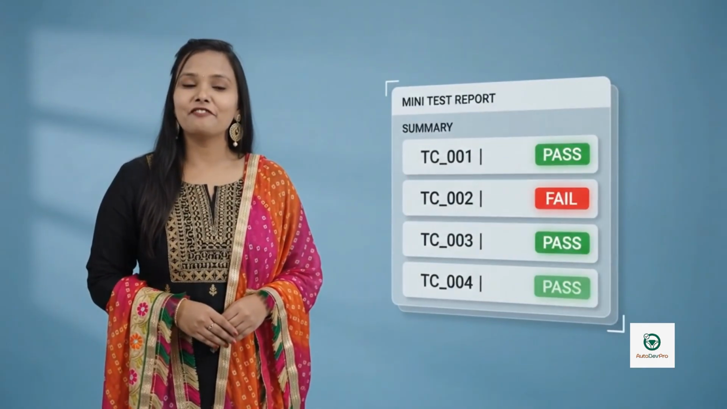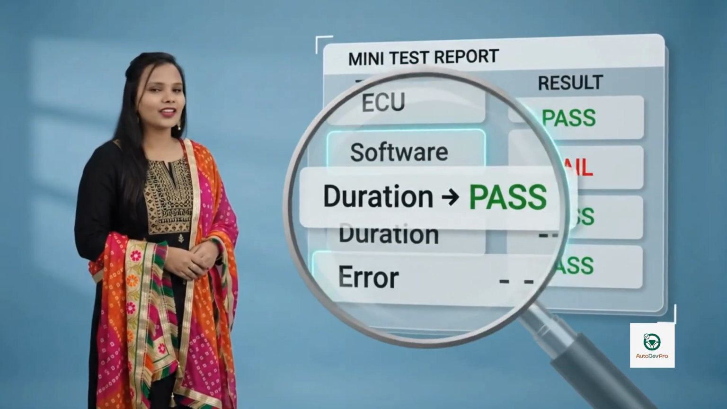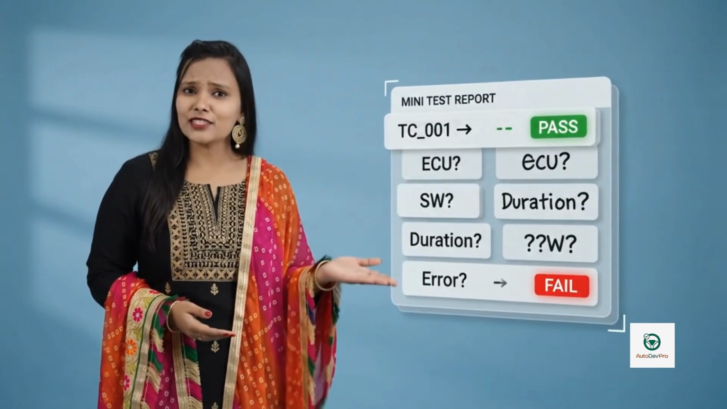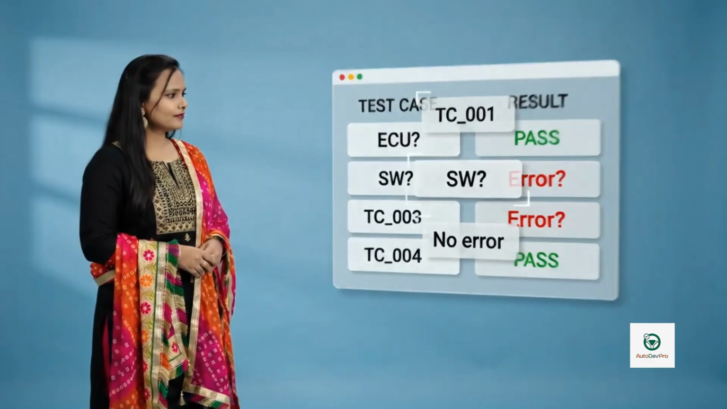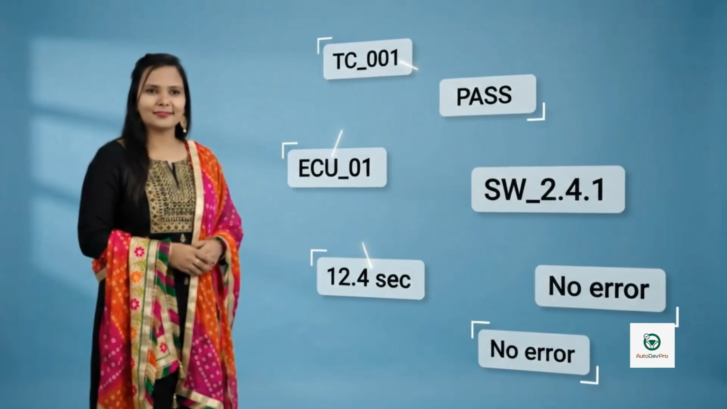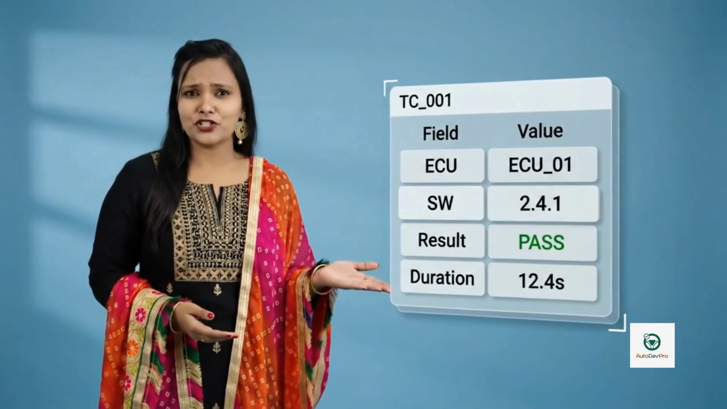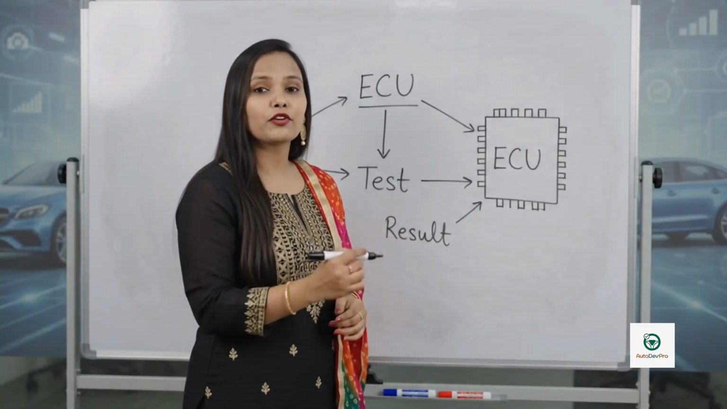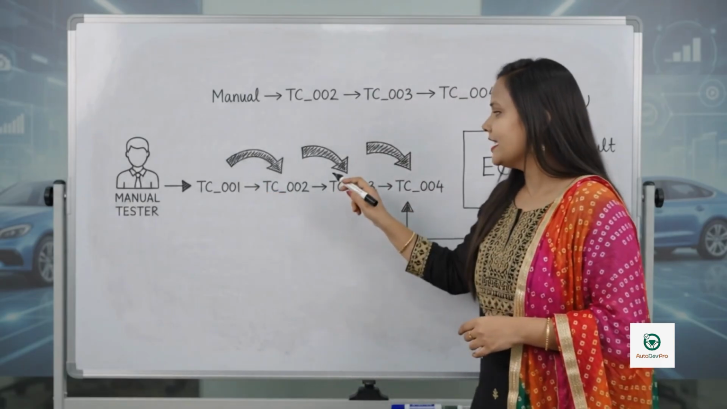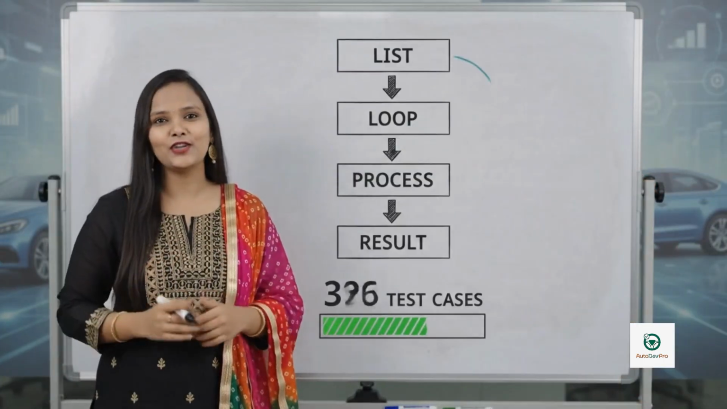Now we've created a very simple test case runner. But we're about to run into another problem. We know the test case and its result. But what about the ECU? The software version? The test duration? The error message? Tomorrow we're going to learn all of this information together using dictionaries. This simple pattern is one of the foundations of automation. Instead of manually processing each test, we will make Python repeat the operation.